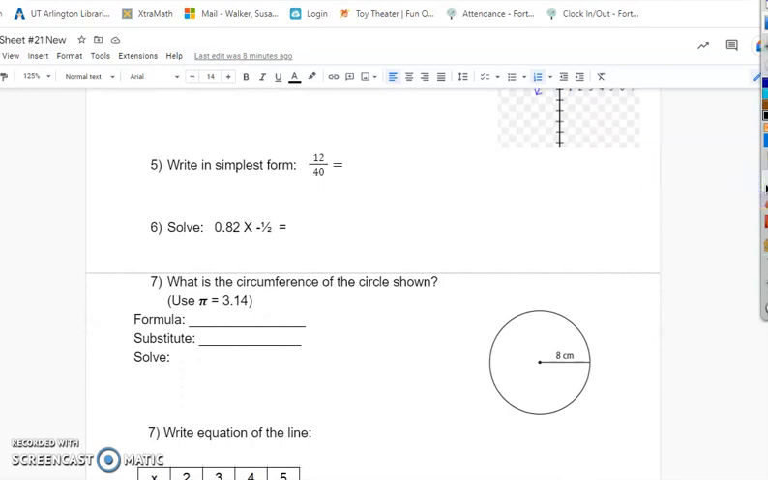Solve. This is the first time I think we've had one like this. So we have a decimal and a fraction. Generally what I want to do is, hopefully you know what this is as a decimal. But if not, you just divide it. 2 will go into 1, but 2 will go into 10 5 times. 10, 0. So that's 0.5.